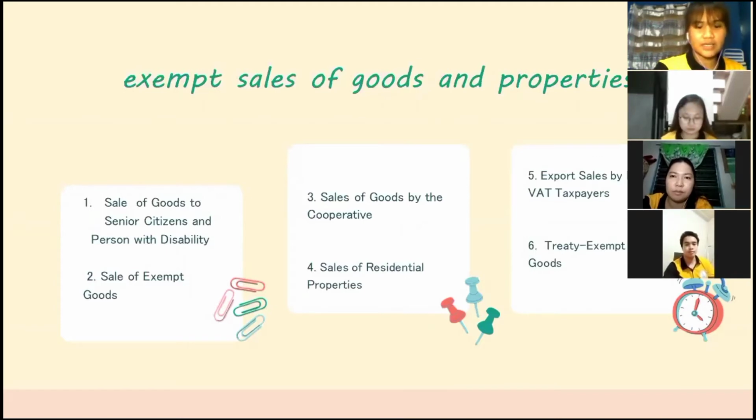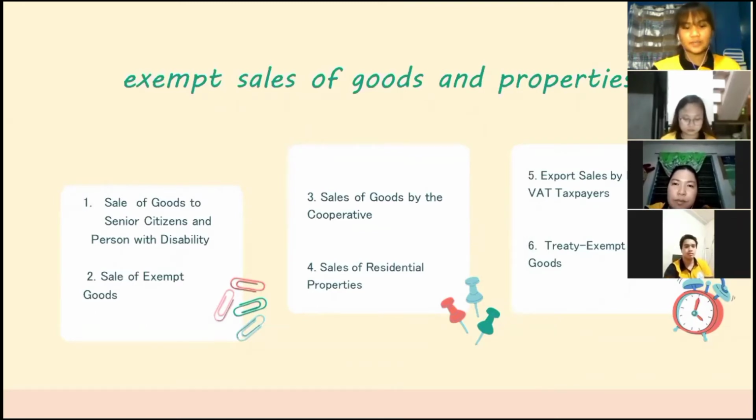Next is the sale of exempt goods. So here is the agricultural and the marine products, fertilizers, seeds, seedling, livestock, and poultry, including ingredients used in the manufacture of finished products. Next is the sale of goods by cooperative. Sales by agricultural cooperative as long as not exceeding 15,000. And also the electric cooperative, and this is exclusive for the members.